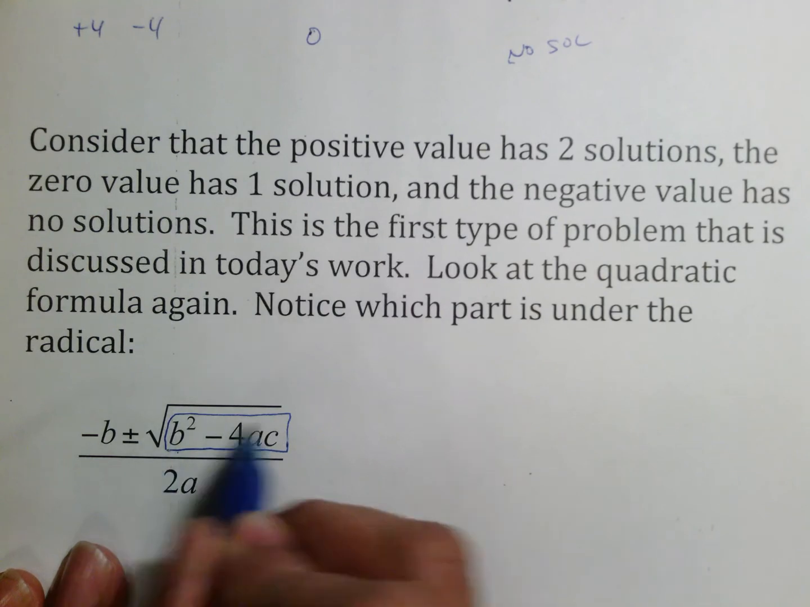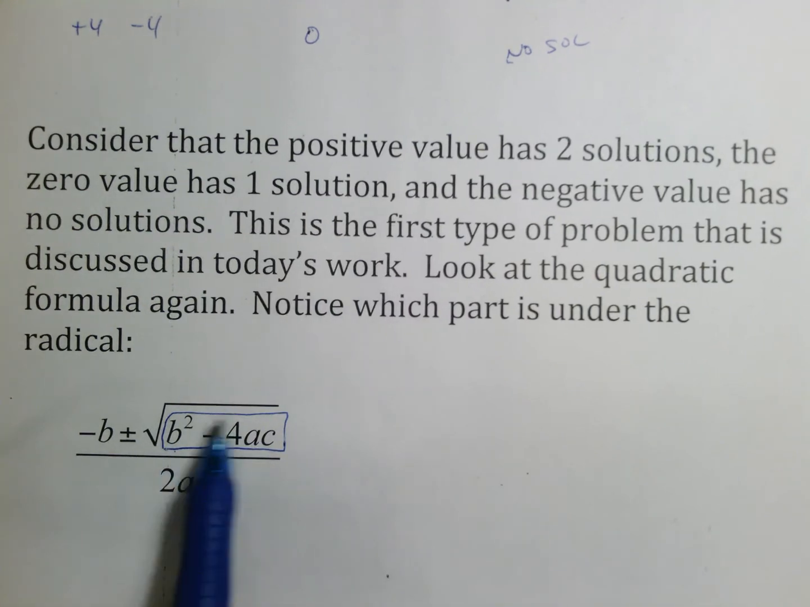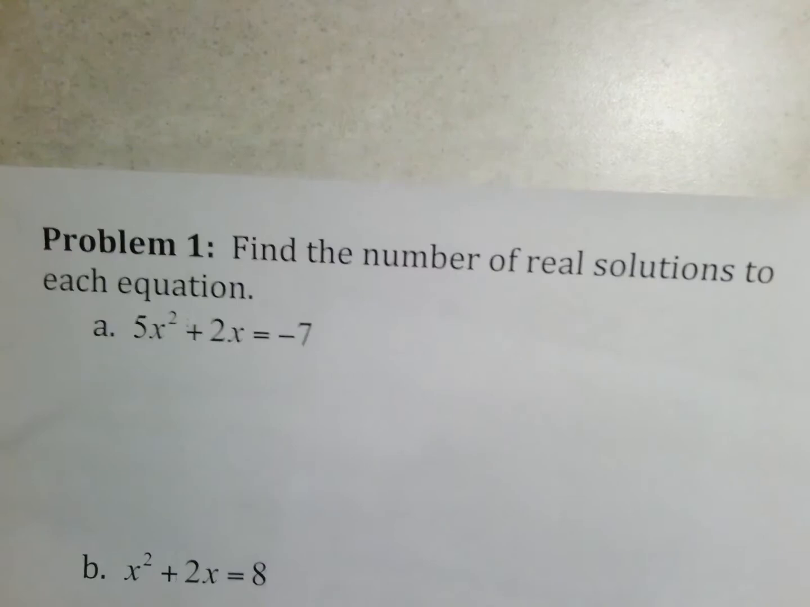This tells you how many solutions you have, because if I do the b squared minus 4ac and I get a positive number, then I know I'm going to have two answers come out of this radical. If I get a 0, then I know I'm only going to have one answer, because 0 is only one number. If I get a negative, then I automatically know that there is no solution whatsoever, and that's really where you are going to go with that.